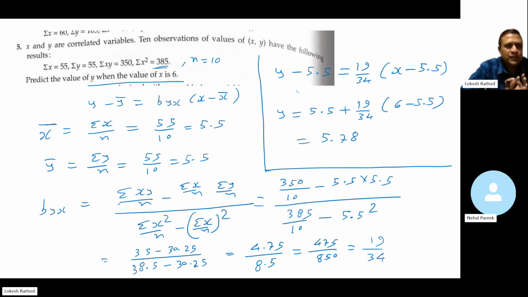Understood this question? What we did? Yeah. They had given the value of x, they were asking the value of y. So whenever something like this happens, they give x, find y, or they give us y and tell us to find x. We are looking for the equation of line, and for finding the equation of line, they will be giving us these values. You can find x bar, y bar, and bxy or byx.